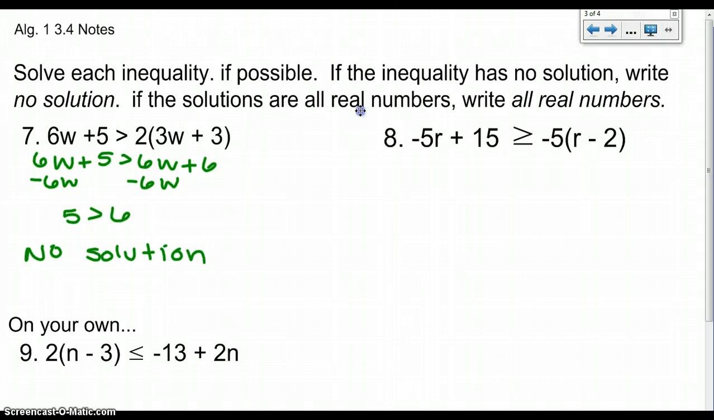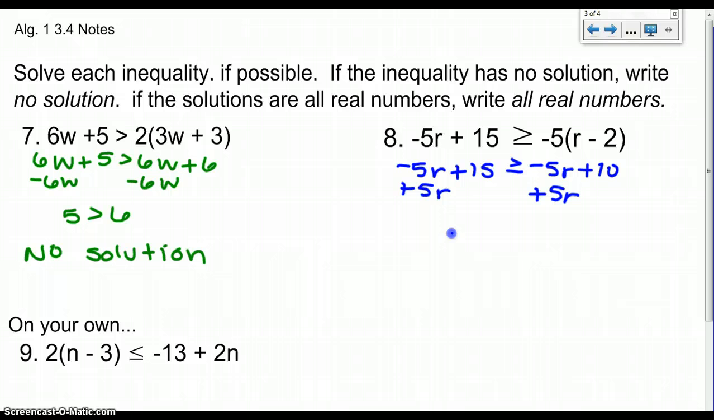So we're going to move on to 8. We need to distribute this negative 5, so we get negative 5r plus 15 is greater than or equal to negative 5r plus 10. So then we add 5r to both sides to get 15 is greater than or equal to 10. Now ask yourself, is 15 always greater than 10? Yes, so our answer is all real numbers.